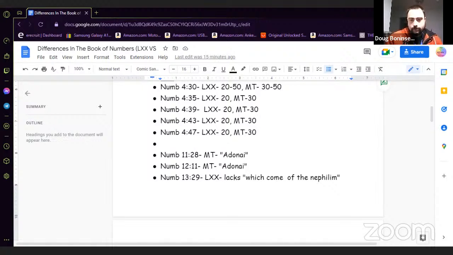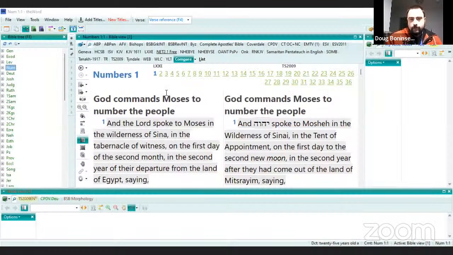Let me make sure this is on the shared screen. I want to make sure this is actually active. All right, Numbers 4, verse 30. Let me just get the shared screen on here. Numbers 4:30. Okay.